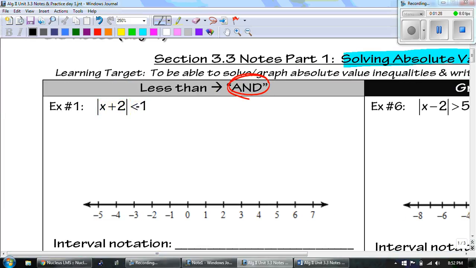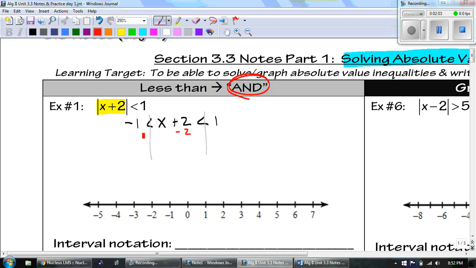So let's take a look. The first thing I notice is that the absolute value is all by itself. So the absolute value of x plus 2 is less than 1. So what that means, if I'm going to change this to an and, is that we have a positive 1, and then we also have a negative 1, because it can equal two things, right? And then all we do is solve.